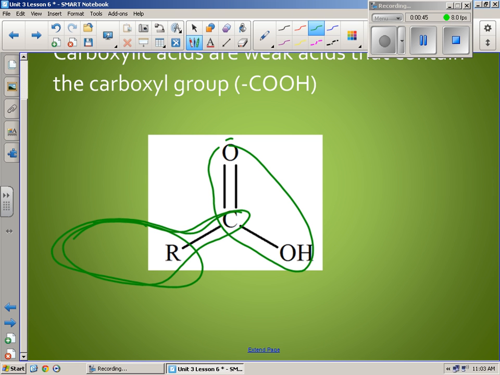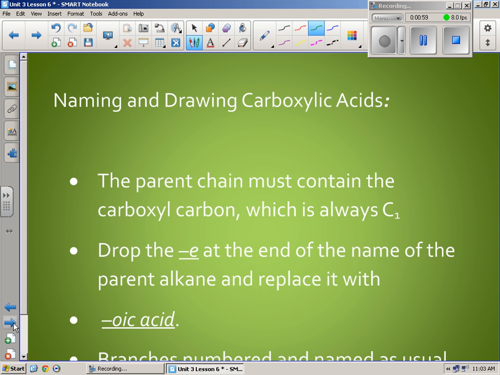When we go to number these carbons, carbon 1 is this one right here. Carbon 1 is always that one. Always, always. So we have to keep that in mind when we number these carbons. If you're going to name and draw carboxylic acids, the parent chain has to contain the carboxyl carbon, which is always C1, which I just talked to you about.